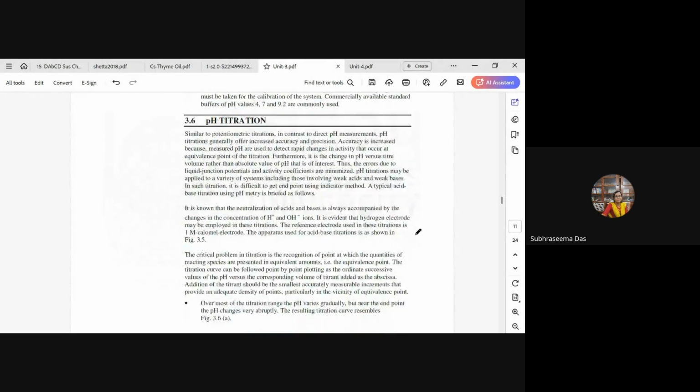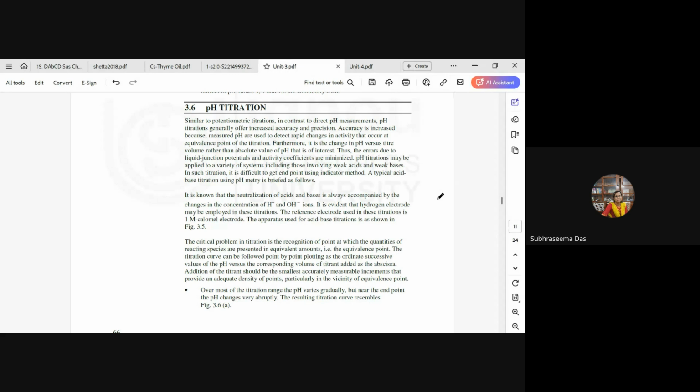Then coming to pH titration. Here, pH titrations are similar to potentiometric titrations. The typical pH titration, a basic acid base titration, is performed using the pH meter, and that is called pH titration. Here we will have a typical study of an acid base titration using pH metry. Now it is known that neutralization of acids and bases is always accompanied by a change in the concentration of H plus and OH minus.